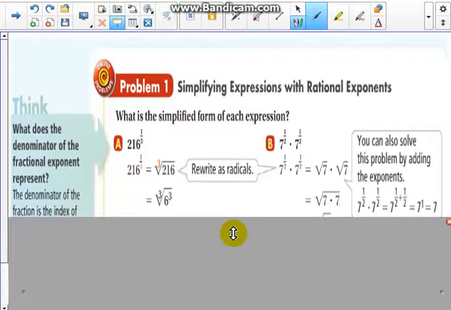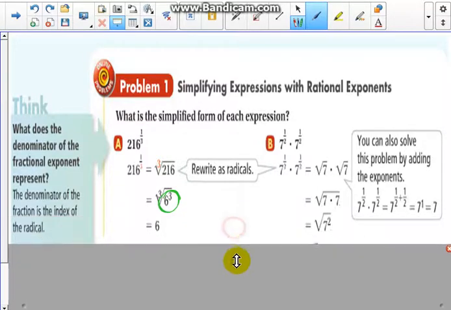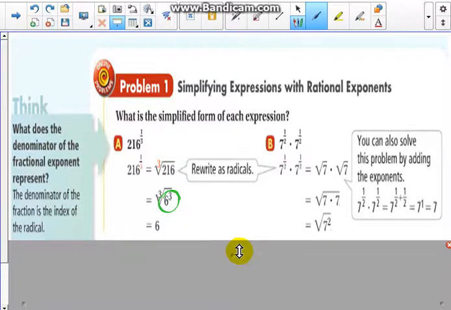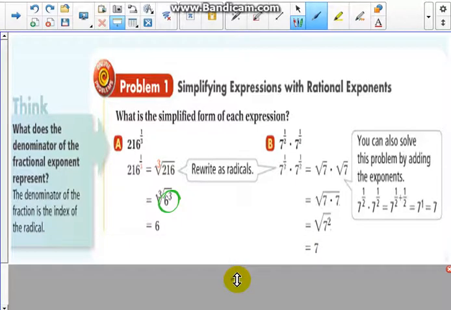And then we know that 216, if you have a quick calculator, is 6 cubed. So we have the cubic root of 6 cubed, and we know that that's going to cancel out to be 6. And over here we had radical 7 times radical 7. We know that's going to be 7. So there's 2 quick problems for you for problem 1.